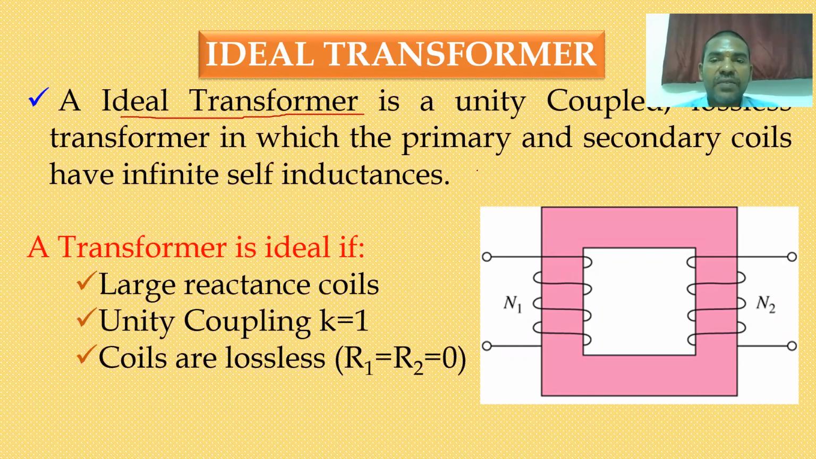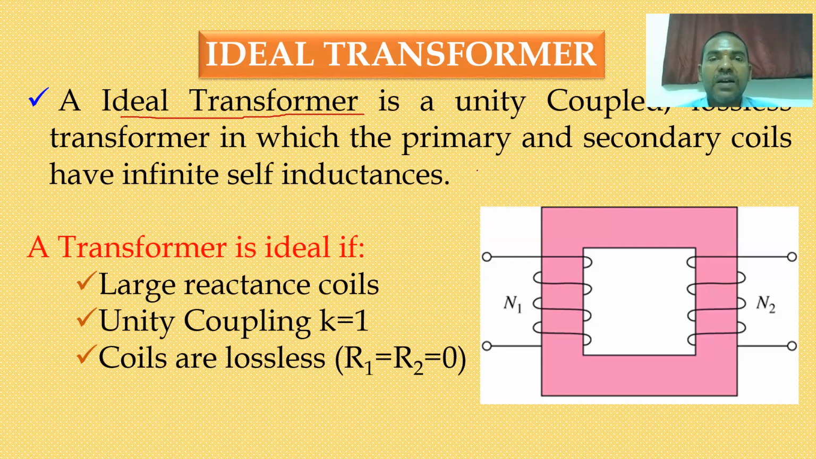An ideal transformer means there is no leakage flux, so the degree of coupling must be equal to 1. Then there is no resistance present in the coil, which means the copper losses must be 0. It is negligible, meaning it must be 0.